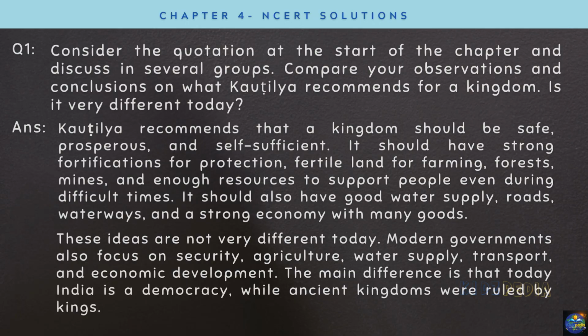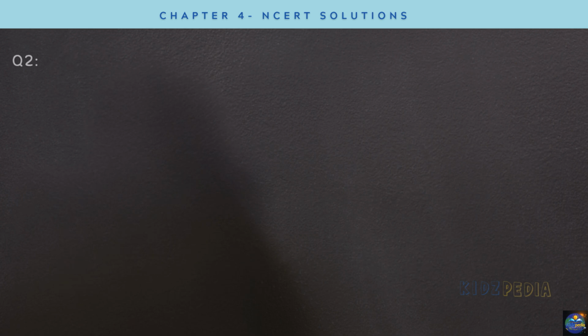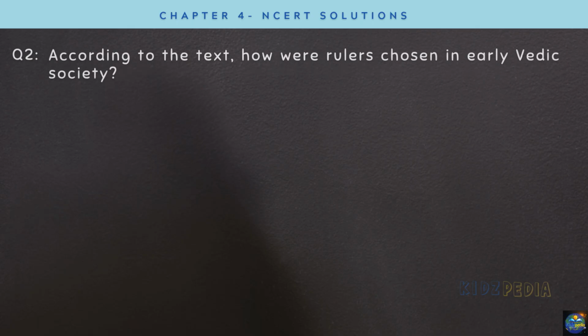Modern governments also focus on security, agriculture, water supply, transport, and economic development. The main difference is that today India is a democracy while ancient kingdoms were ruled by kings. Second question. According to the text, how were rulers chosen in early Vedic society?